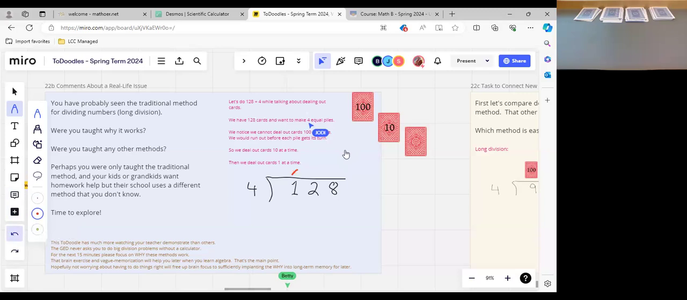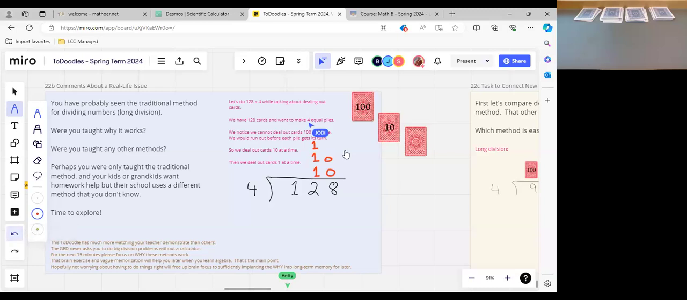How about the tens column? Can I deal out 10 cards to each person? Sure, that would be 10, 20, 30, 40, right? Can I deal out another 10 cards to each person? Sure, that would be 50, 60, 70, 80. Can I deal out another 10 cards to each person? Sure, that would be 90, 100, 110, 120. So I'm going to deal out 30 cards to each person, and that's 120 cards total.